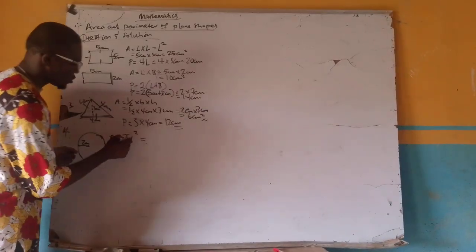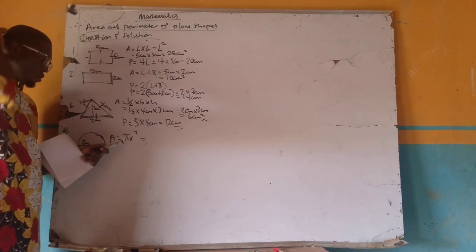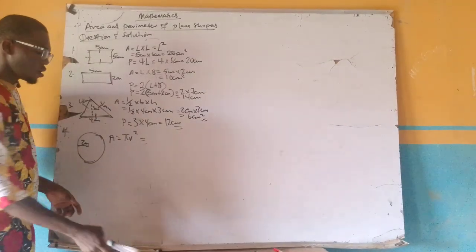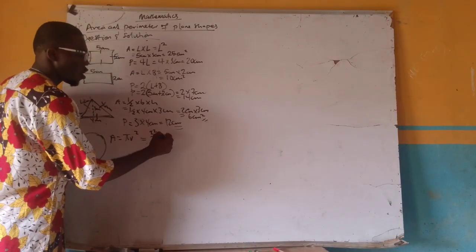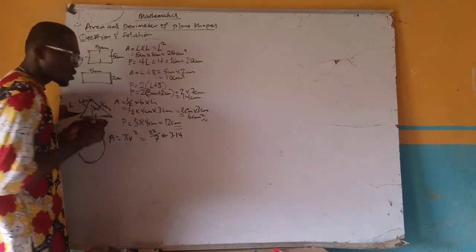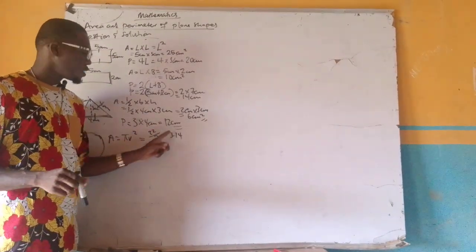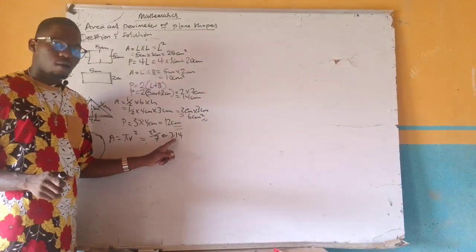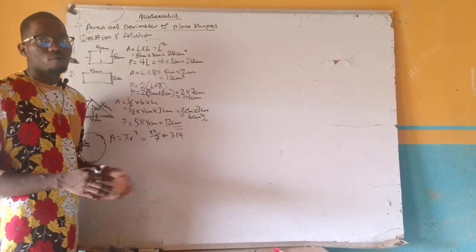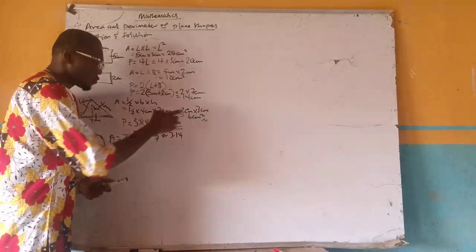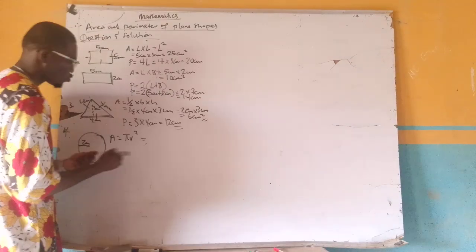Now, what is this pi? This pi has a value. The value is 22 over 7 or 3.14. This one is the value expressed in fraction, while this is the value expressed in decimal. But most times, I do advise my students to use the 3.14, which is very easy to calculate, instead of looking for what you use and dividing by 7 to remove the denominator.